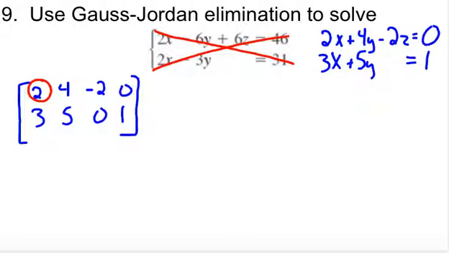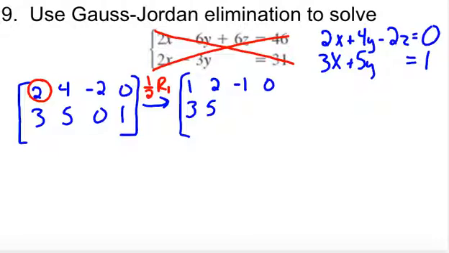Now, normally I like to work on getting zeros first, but to get a 1 here, all I have to do is divide everything by 2. And that's not going to give me any fractions, so I'm going to go ahead and do that. I'm going to take half of row 1. So dividing all these by 2, I get 1, 2, -1, 0. And that's just going to make my elimination simpler. Okay, so now I've got a 1 here.